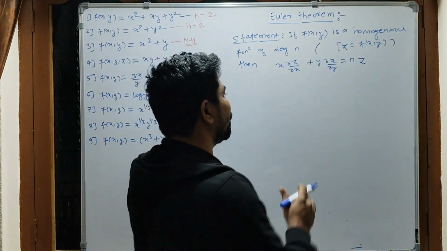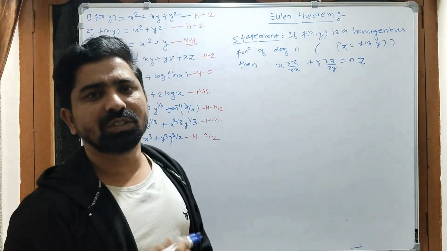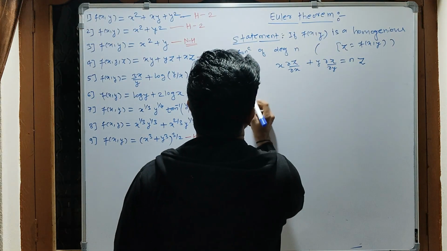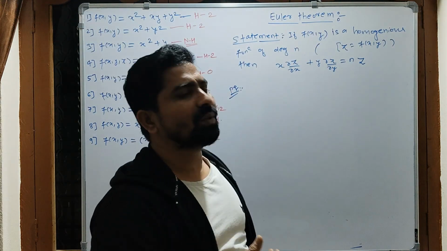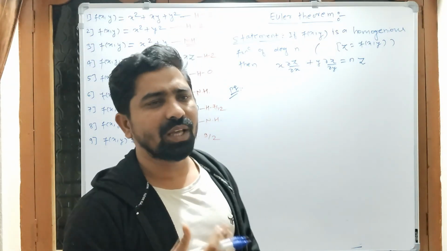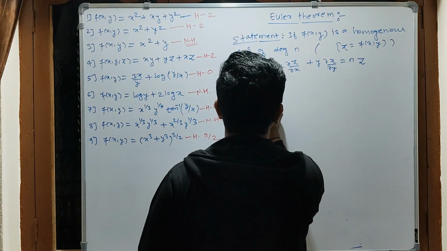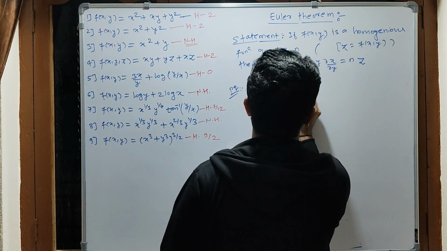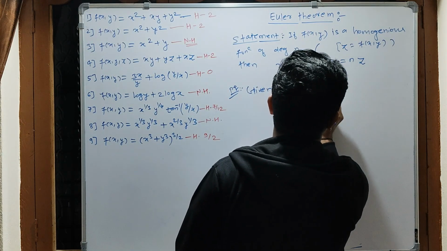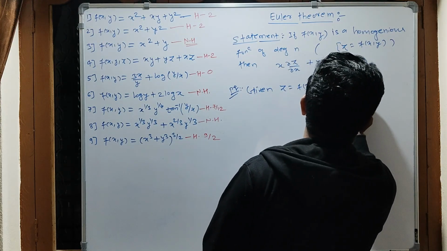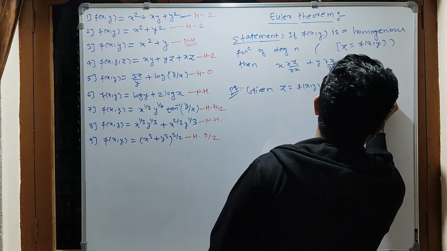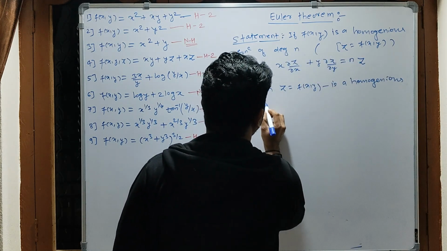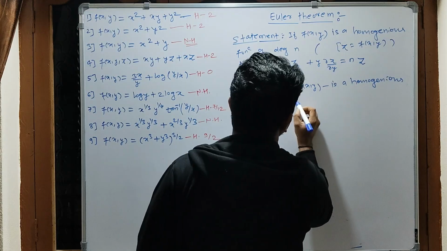I want to prove this statement with the help of the definition of homogeneous function. Now the proof of the Euler theorem. Given function z equal to f of x comma y is a homogeneous function of degree n. This is given information.